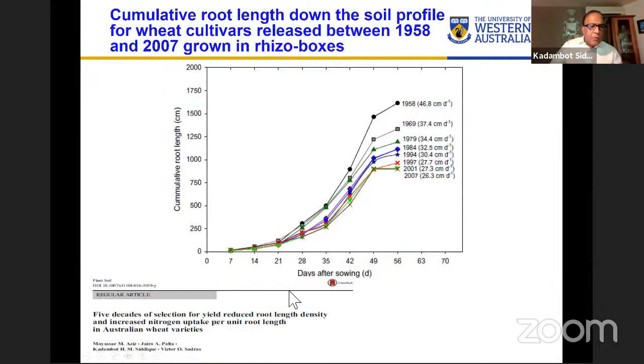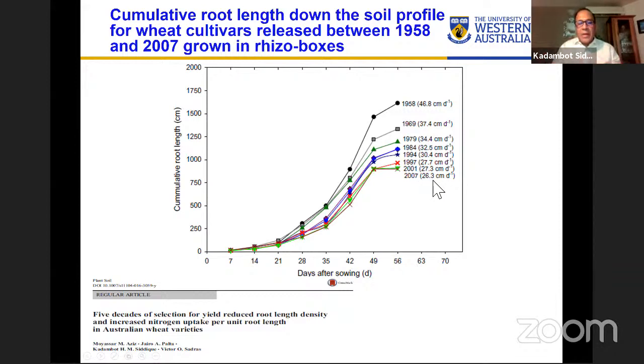One of the postdoctoral fellows from Iraq came and spent time in my lab. Here, what we are showing is the cumulative root length against days after sowing. These are all done in rhizoboxes, in soil. The 1958 release is on the top and the 2007 release is the most modern variety. You can see they had a lot of root length in the old variety, about 46.8 centimeters per day. In the case of the modern variety, less root length, less dry matter in the root, 26.3.